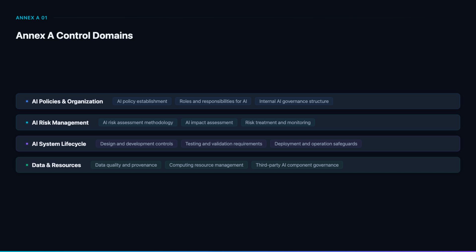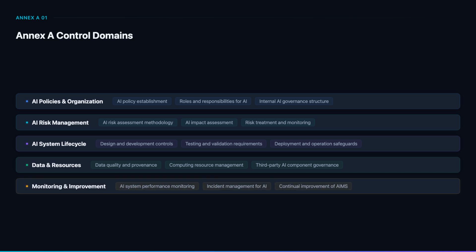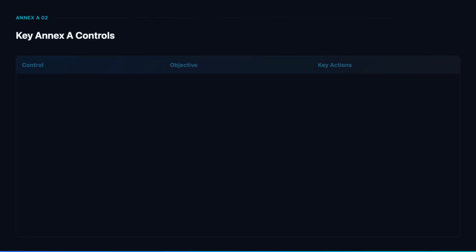The monitoring domain ensures your AI systems remain effective and responsible over time. It covers performance monitoring and drift detection, AI-specific incident management procedures, and mechanisms for continual improvement of your entire AI management system. Let's look at some of the most important Annex A controls that every organization implementing ISO 42001 needs to understand.